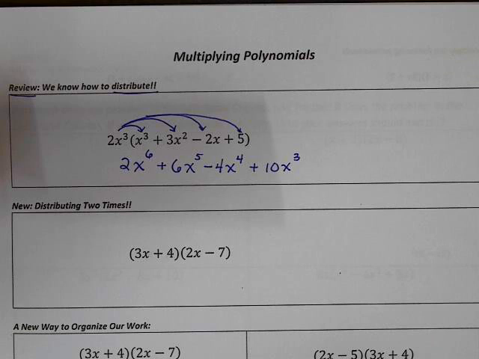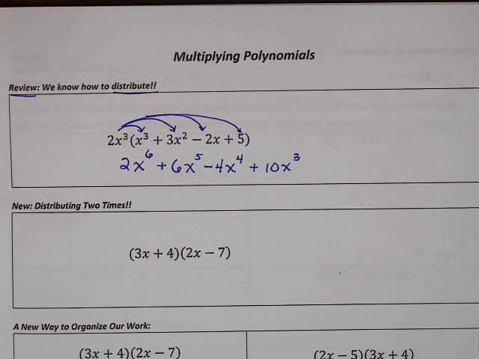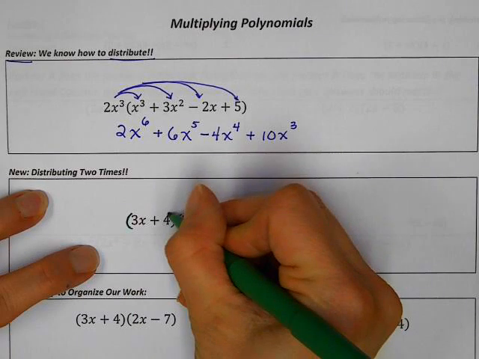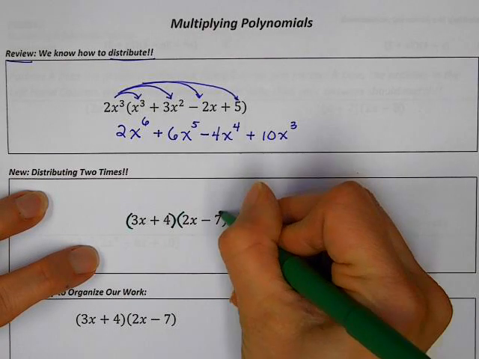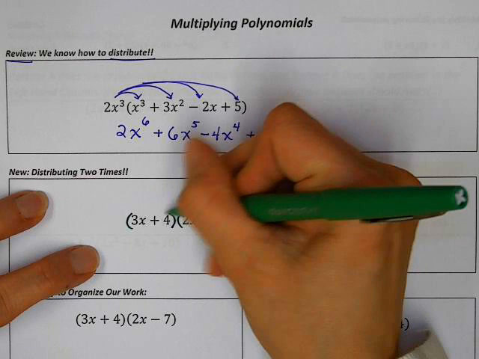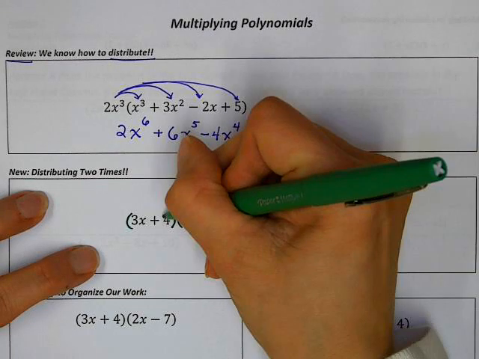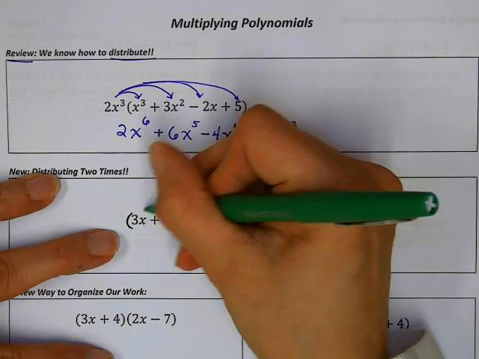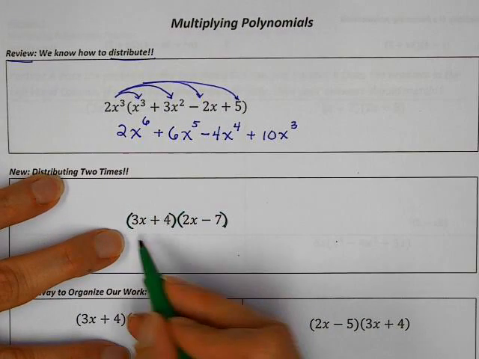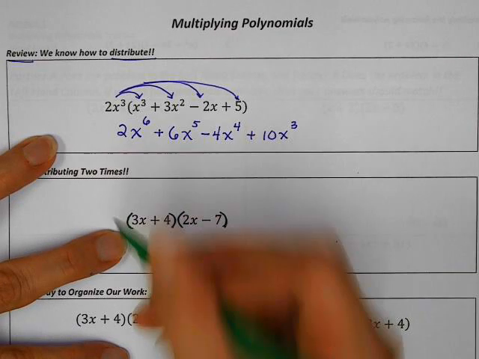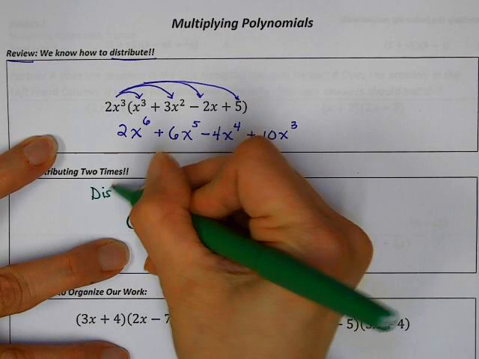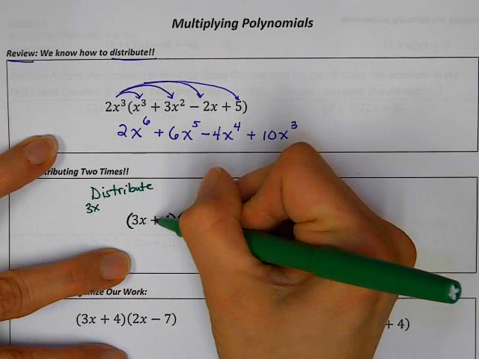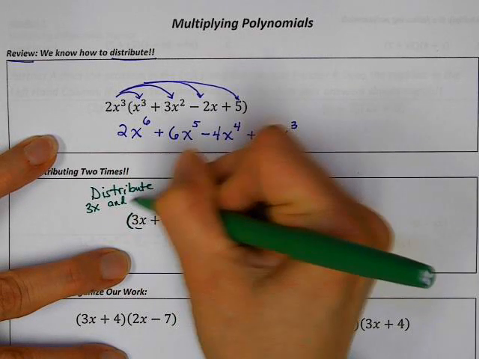Now we're going to take a look at how to distribute 2 binomials, because this first binomial here is getting multiplied by the second binomial. So what am I going to distribute? Am I going to distribute the 4 into these two things, or am I going to distribute the 3x into both of those things? And the answer is both. We need to distribute 3x, and the 4.